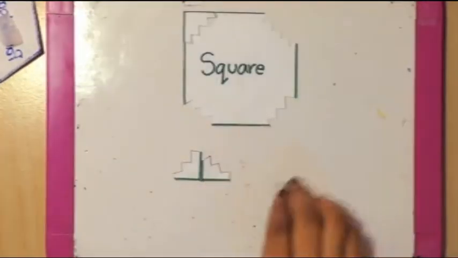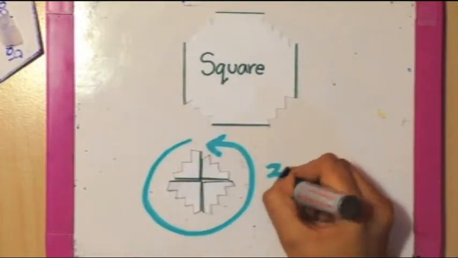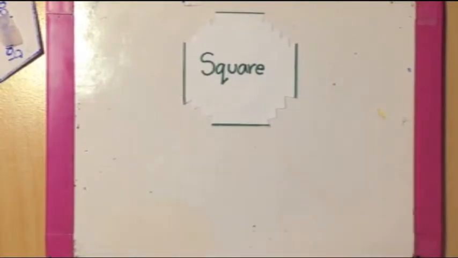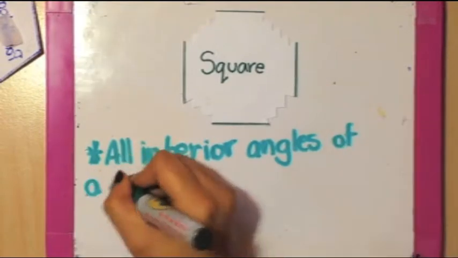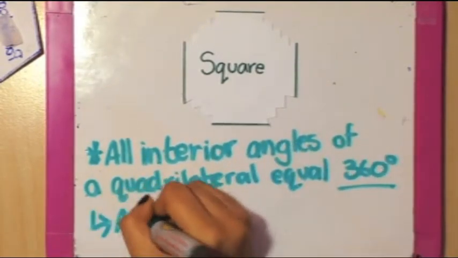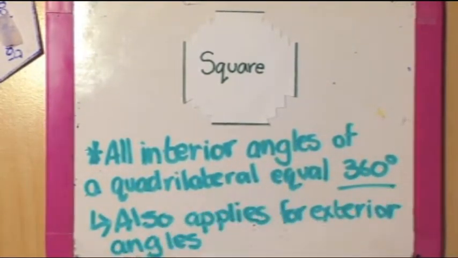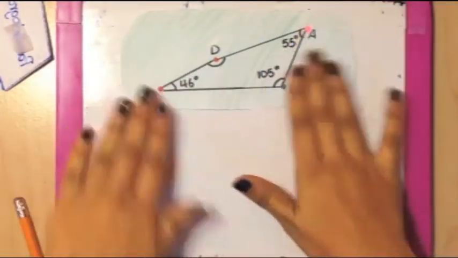Here we have a square, and we are going to tear and put each of the ends together. This makes a complete circle, which is 360 degrees. This shows how the interior angles of a quadrilateral equal 360 degrees. This also applies to exterior angles. So here is the problem.